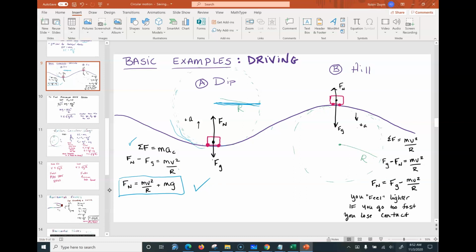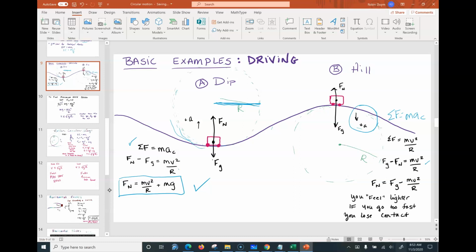How does that change when you get to the top of a hill? Well, in this case, take a look. Our acceleration is now towards the center, but now it's directed downward. So when we set up Newton's second law, the sum of all the forces equals mac. But this time it's going to be Fg is positive minus Fn, because this is going in, this is going out. So sum up all your ins and outs and set them equal to mv squared over r. Then you can solve for your normal force, which is Fg minus mv squared over r.